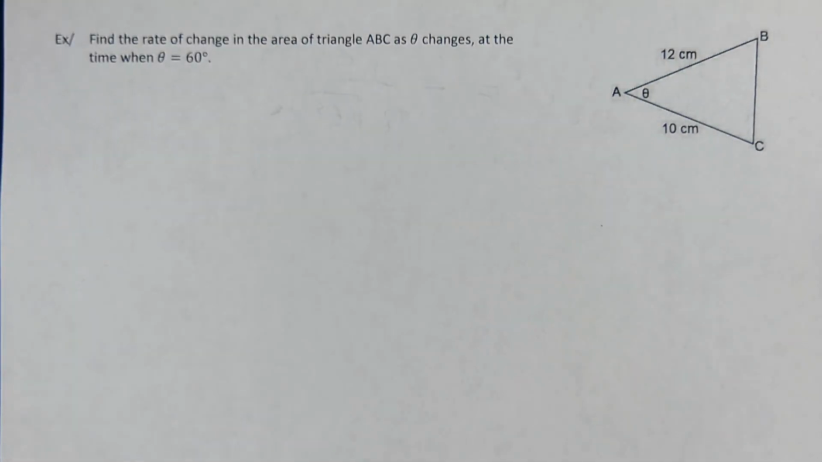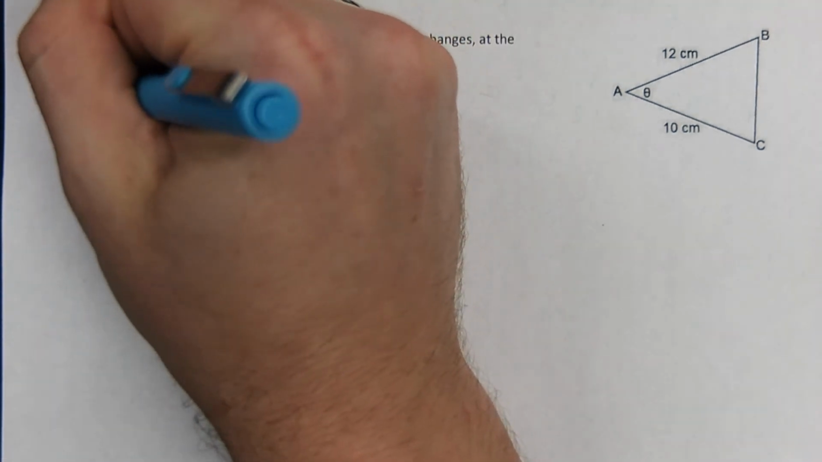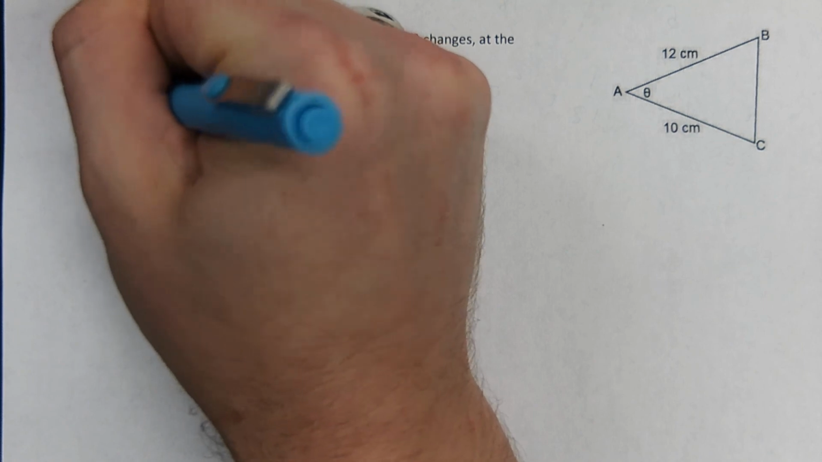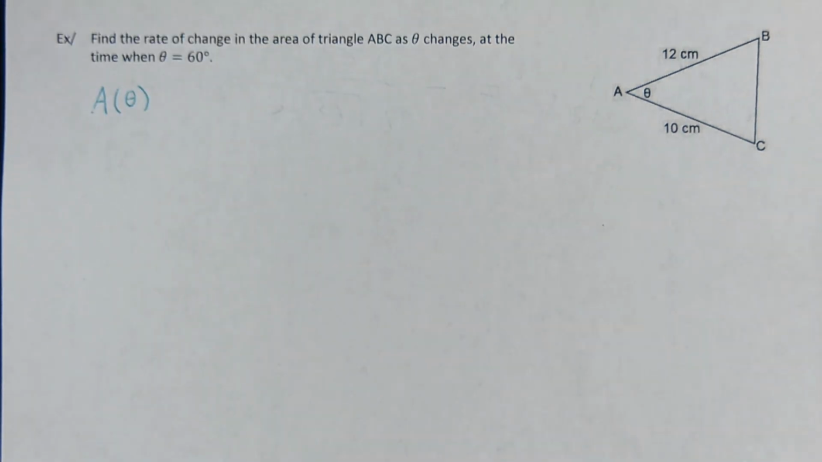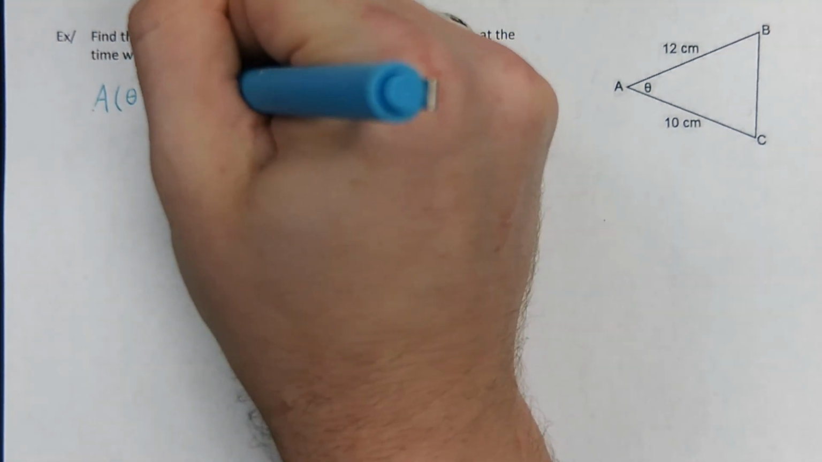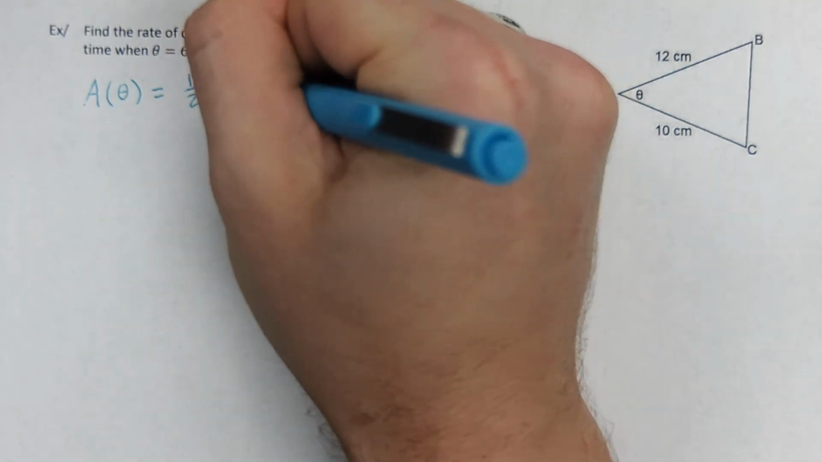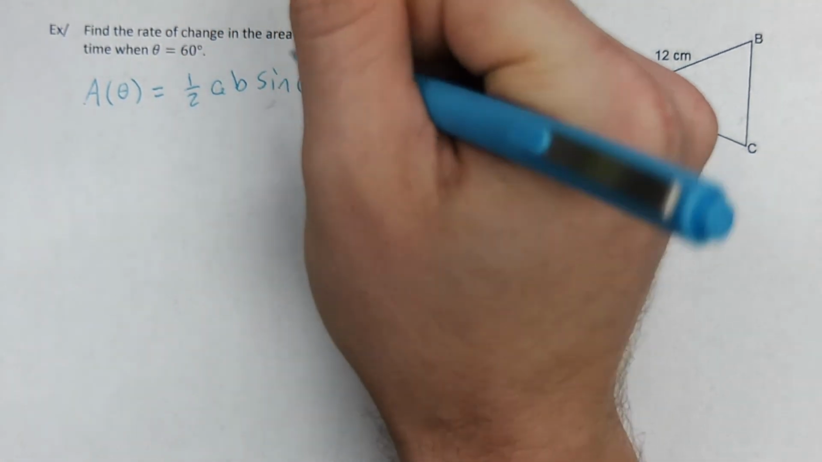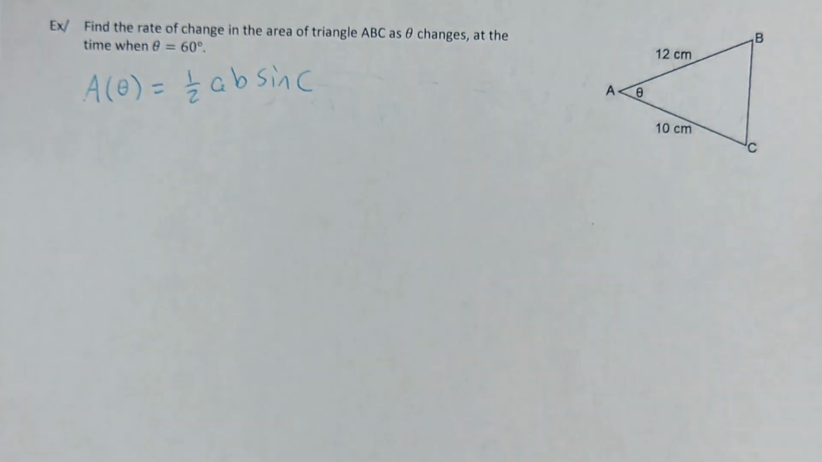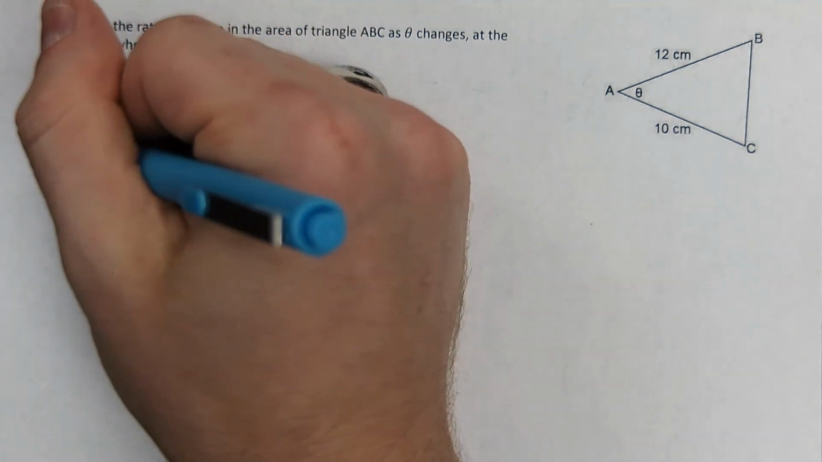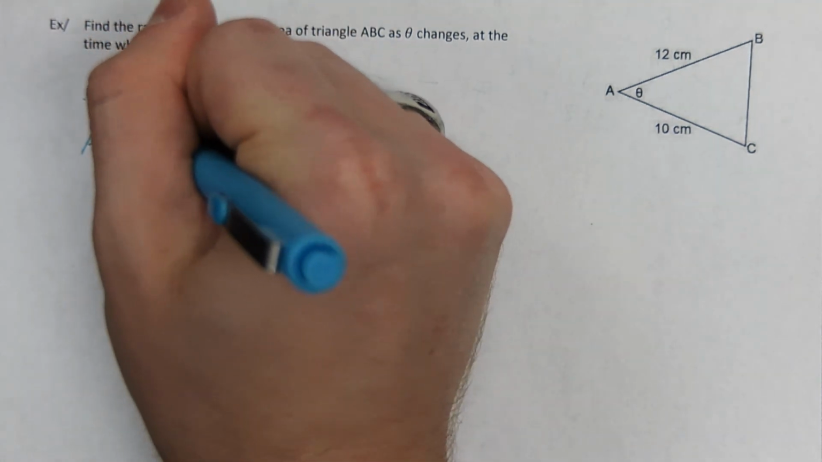Area, and I'll use A of theta. Yeah, I guess A of theta. That's a weird thing to say, but theta is a letter. So area in terms of theta is 1/2 AB sine C. You know, the letters are not in the right order. That doesn't matter. This is just a generic formula.